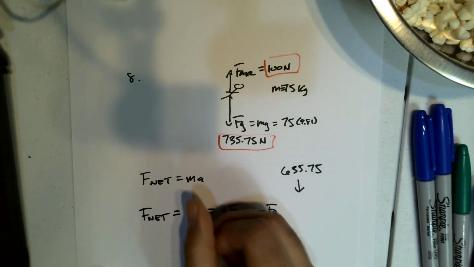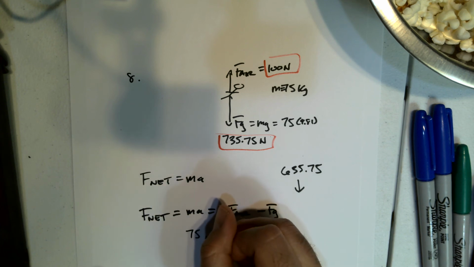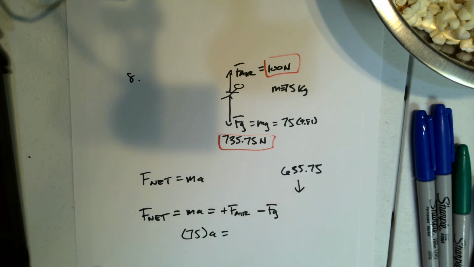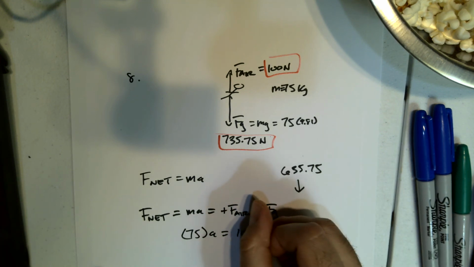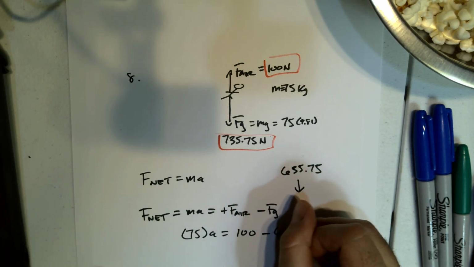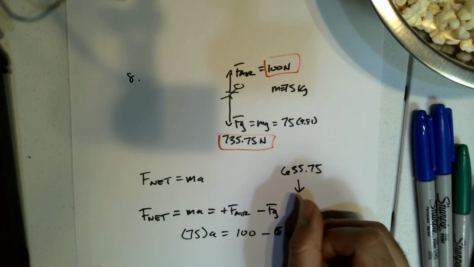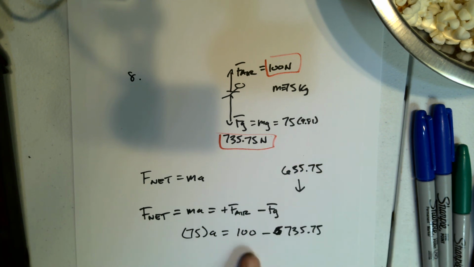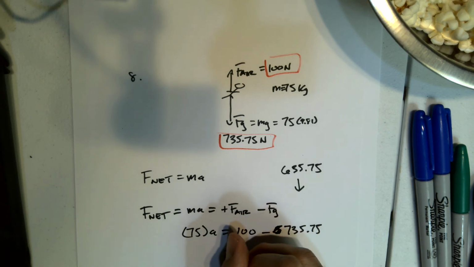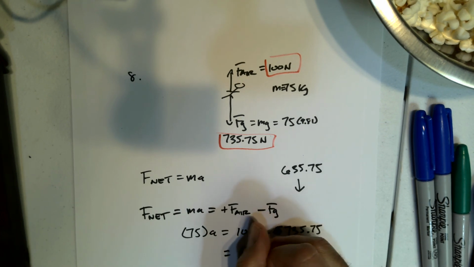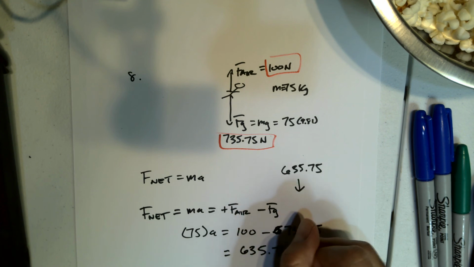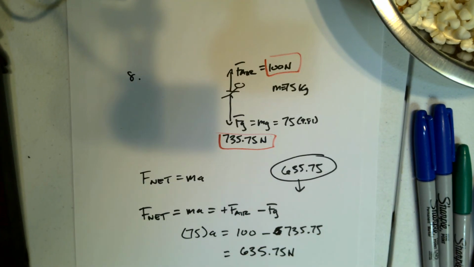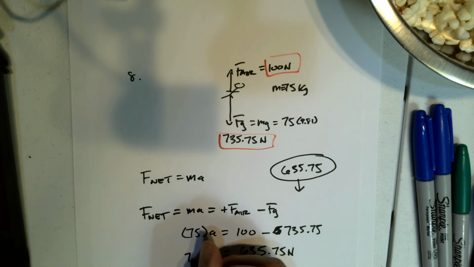And we can put in the numerical values for everything. 75 is our mass here. The acceleration is unknown. The air resistance is 100. The downward force of gravity is 735.75. Now, when you do 100 minus 735.75, you get exactly what I said that net force was, 635.75. So if you're having trouble logically reasoning through it, setting up the math really will help you out here.